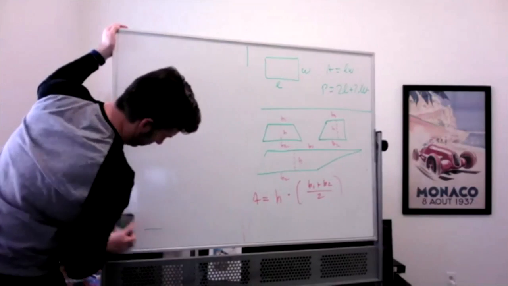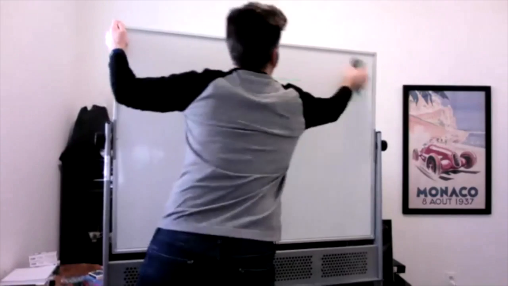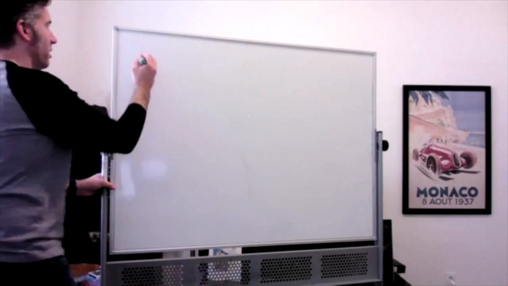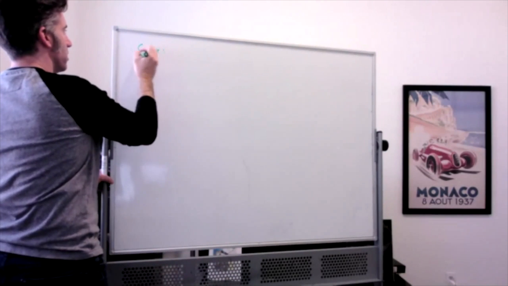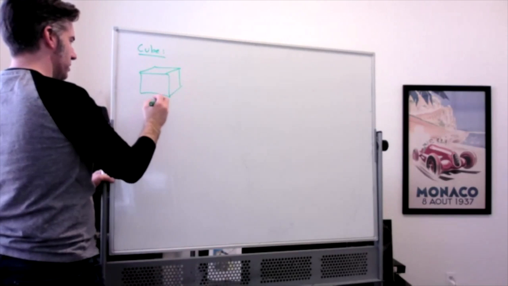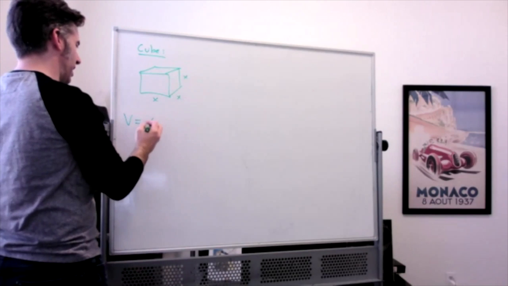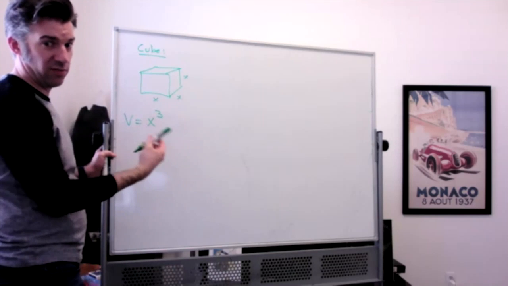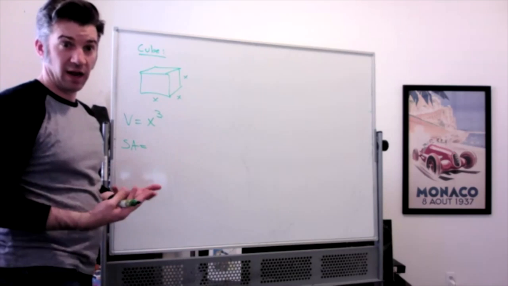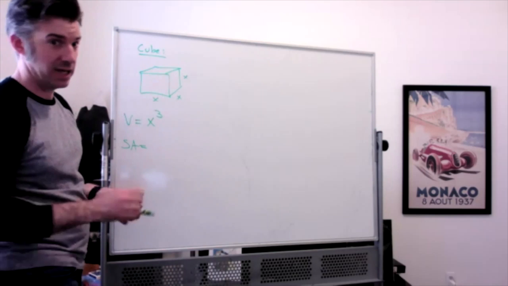Which might be a little more interesting. So let's go from easy to hard. Let's talk about a cube. It looks like this and has an edge length of x. The volume is x cubed, which is why we call the third power the cube power. And the surface area is just the sum of the areas of the sides. Each side has an area of x squared. There are 6 of them, like a die.